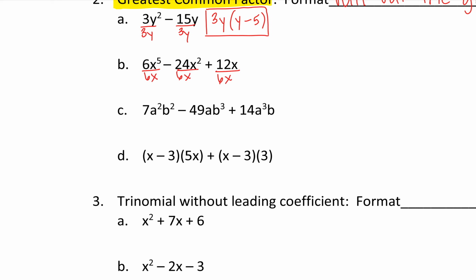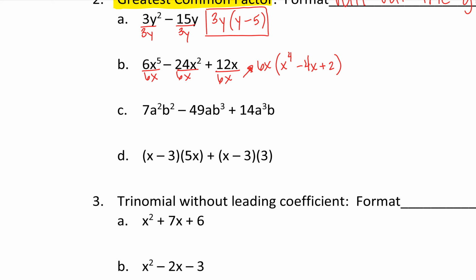So that 6 that I pull out goes out in front. And now I'm going to divide. 6 divided by 6 is 1. X to the 5th divided by x, well, he just goes down 1. So that becomes x to the power of 4. Negative 24x squared divided by 6x, that becomes a negative 4x. 12x divided by 6x is just a 2. And that is my final factored answer.